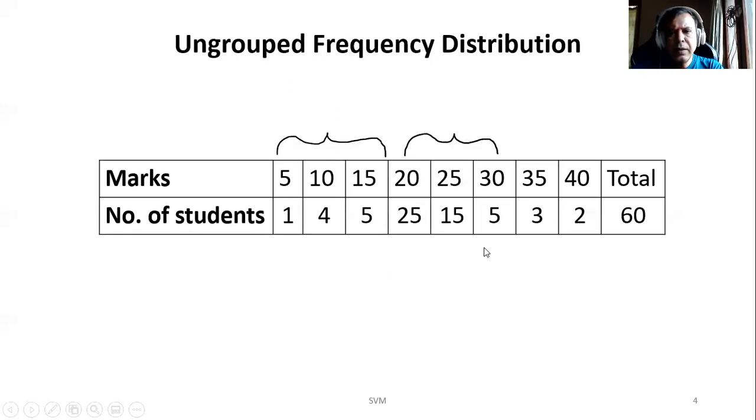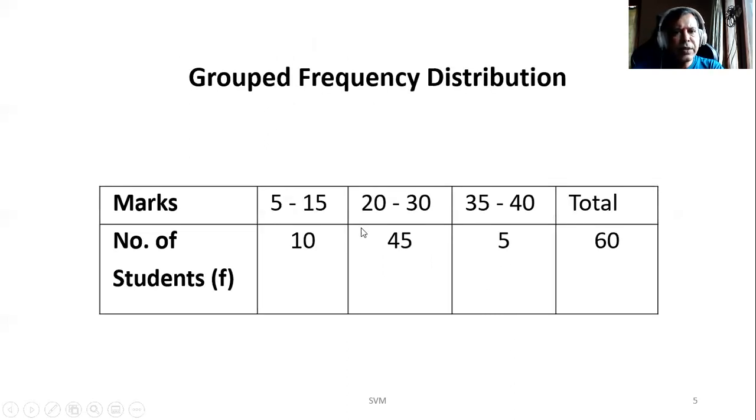And then for the balance, 35 to 40, I'll create one more group. And that total will now become 5. That is expressed here. So we have already grouped this into different categories. We call this a grouped frequency distribution. But you may notice this is not continuous because it is ending at 15, starting at 20, ending at 30, starting at 35. There is no continuity in the groups. So I can say this is actually not continuous.